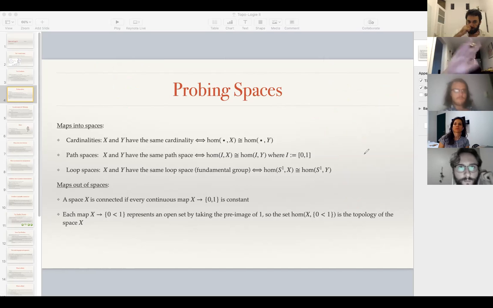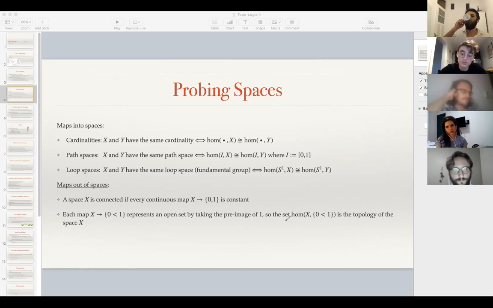And so this is all ways of probing spaces by looking at maps into them. We can also look at maps out of them. These are just a couple. There are definitely more examples out there. There may be better ones, but we mentioned this one last week about a space being connected. So a space X is connected if every continuous map to {0, 1} is constant. So this is another way of characterizing a space by just any map into this simple 2-point space.